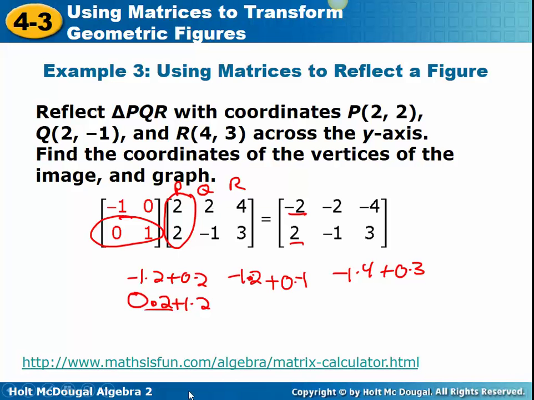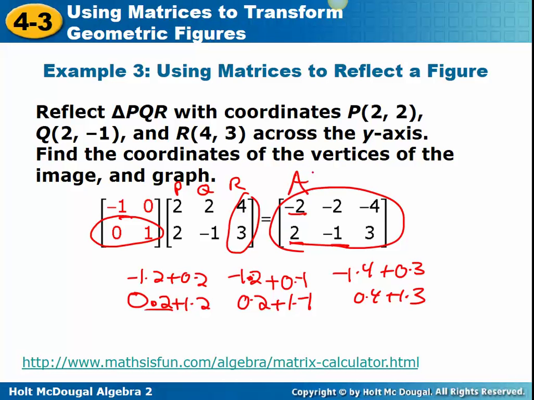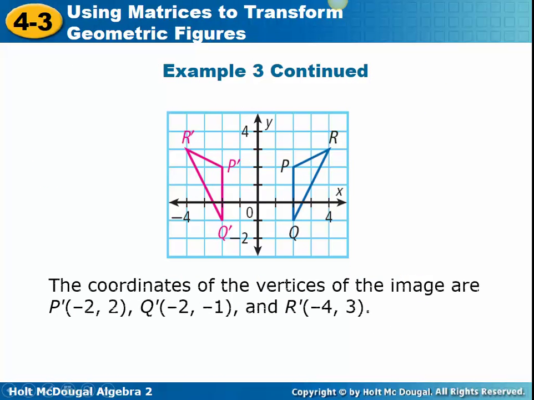And then we'll move over to the next column. Again, these zeros help out a lot. We'll have 0 times 2 plus 1 times -1. That's just -1. And then finally, you'd have 0 times 4, that's just 0 again, plus 1 times 3 is 3. So this is our P prime, Q prime, R prime. And then they'll probably ask you to graph, and they'll ask you to write the coordinates of your image, and here they are. And this is what the graph would look like.